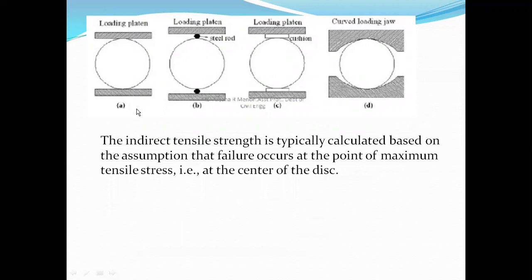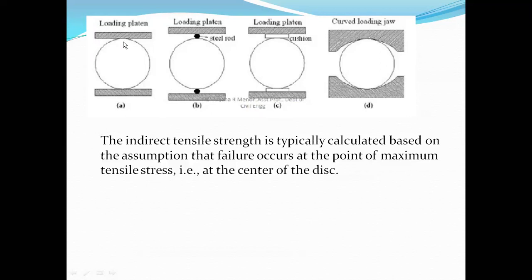This is a loading platen. Here some steel rods are placed at these locations, and only there the load will be applied. Here some cushion is placed and the load will be applied. And the curved loading jaw exactly suits the cylindrical rock disc. So these are the different holding devices. Generally, we will be using the curved loading jaw.